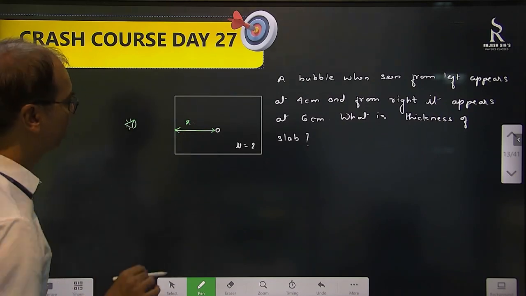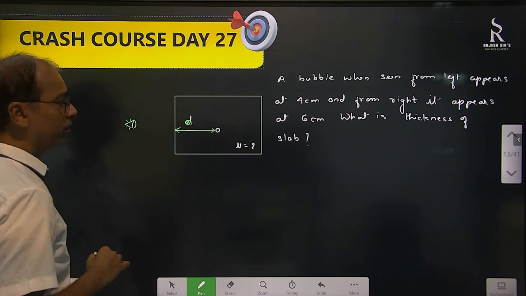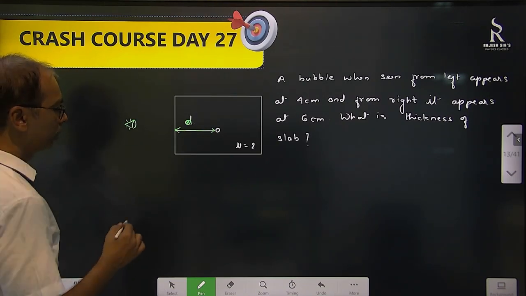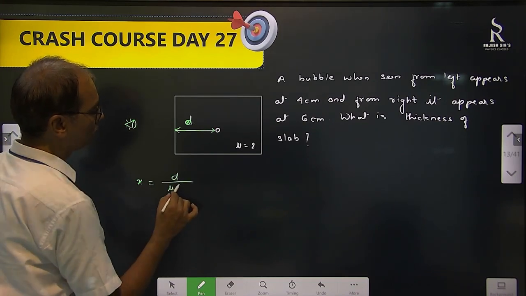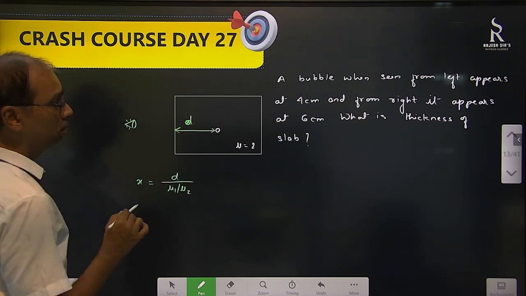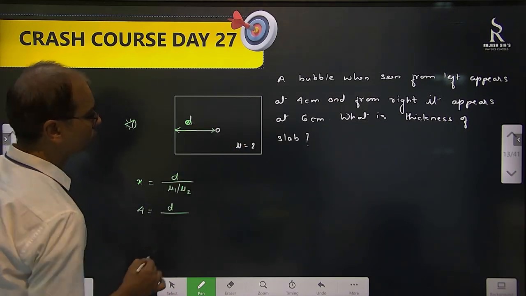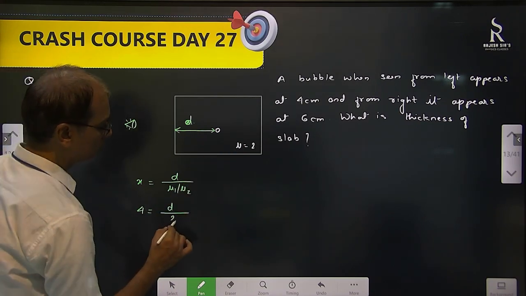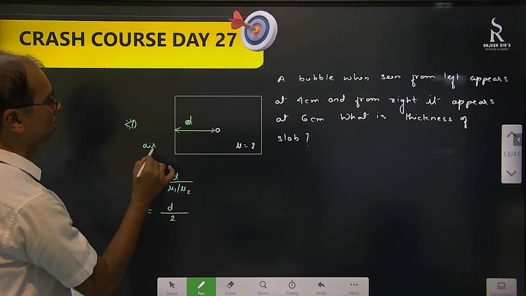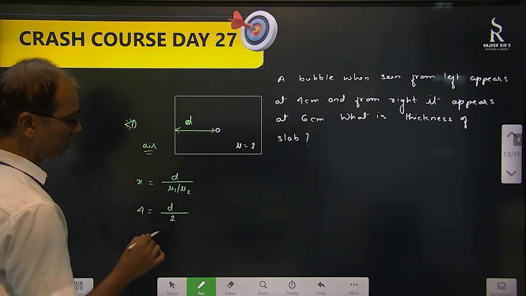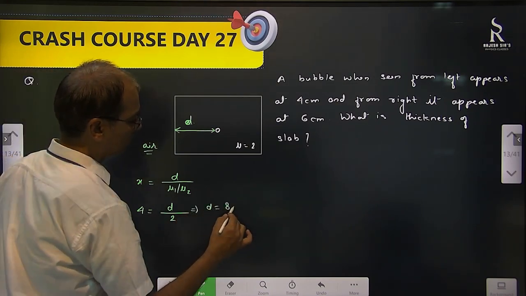We don't know the actual distance, so I will write it as D. Okay, fine. So what we know? We know that X equals D by mu1 by mu2. X is given to you as 4. D we don't know. Mu1 is 2 and mu2 is air. From here light is coming to this. So D by 2 equals 4, that means D equals 8.